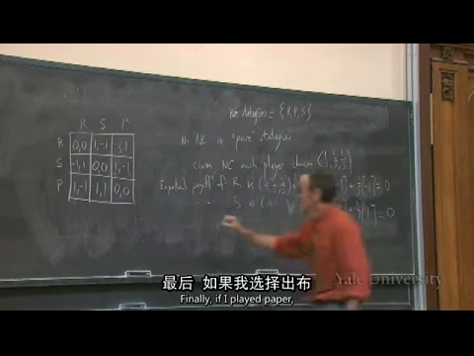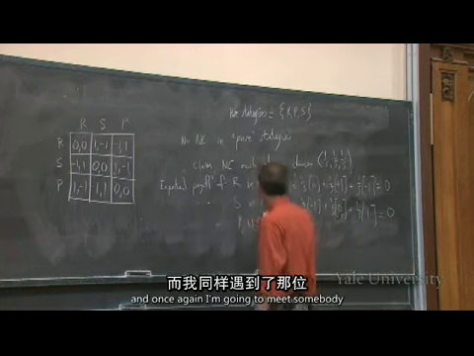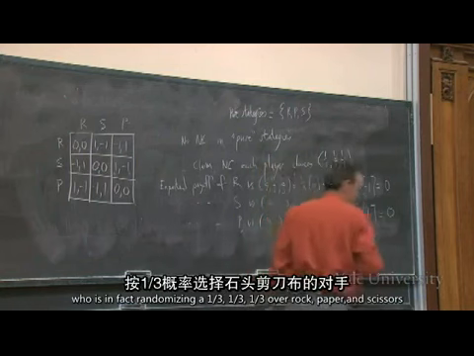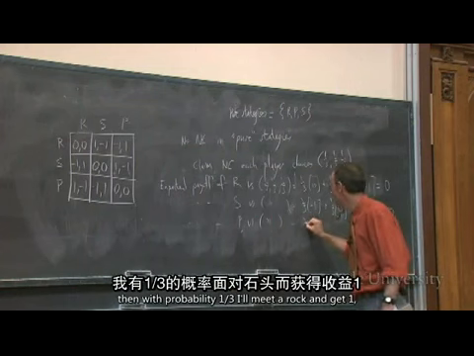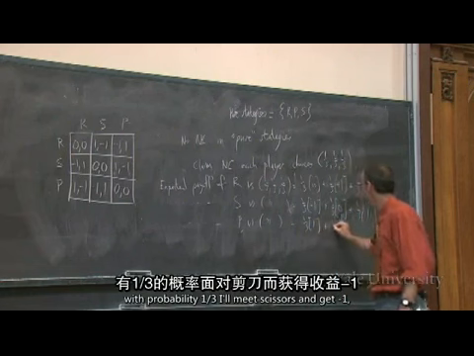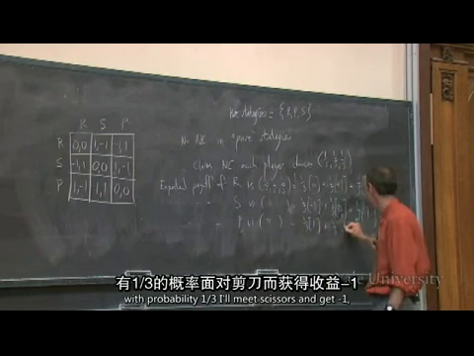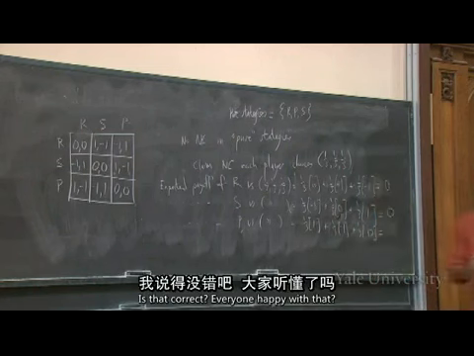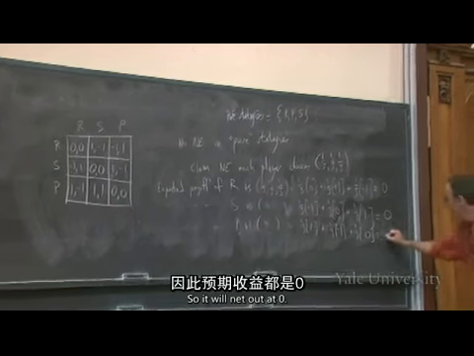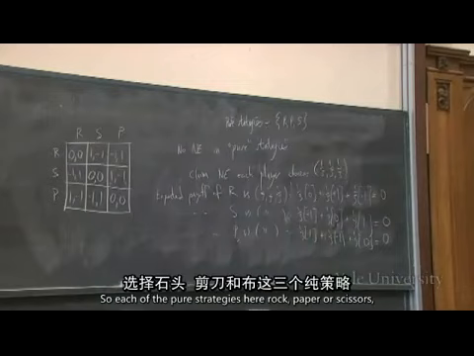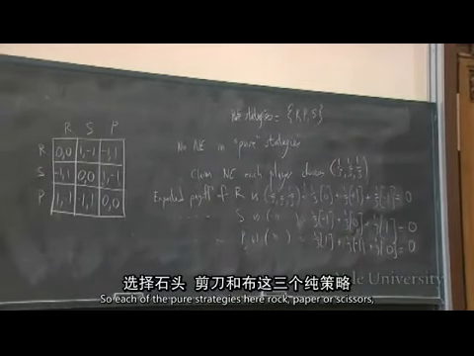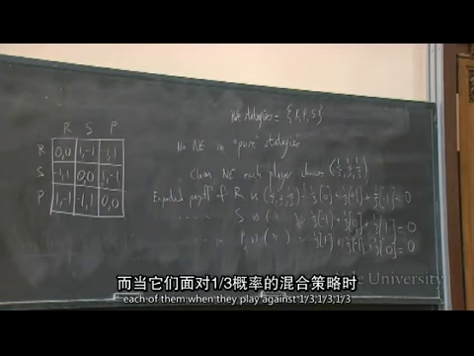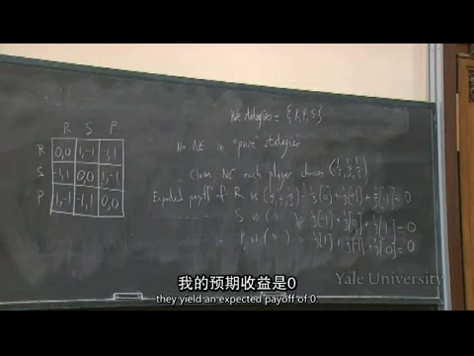Right? And finally, if I played paper, and once again I'm going to meet somebody who is in fact randomizing a third, a third, a third over rock, paper, and scissors, then with probability a third, I'll meet a rock and get 1. With probability a third, I'll meet scissors and get -1. And with probability a third, I'll meet paper and get 0. Is that correct? Everyone happy with that? And so it'll net out at 0. So each of the pure strategies here, rock, paper, or scissors, when they play against a third, a third, a third, they yield an expected payoff of 0.